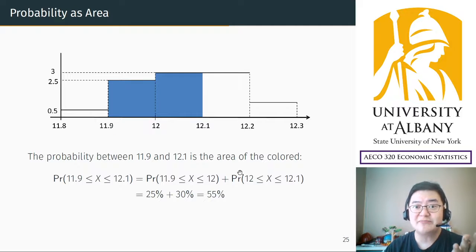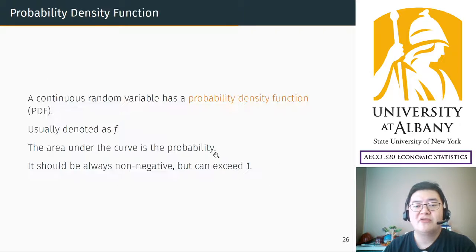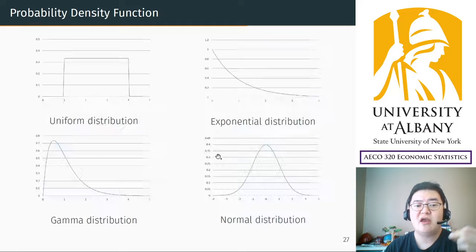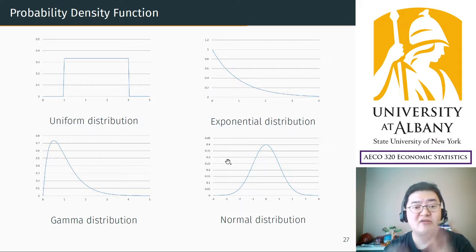This is just a simple example that allows you to calculate the area using rectangles. But of course, in practice, probability density is more smooth, and different distributions have different probability density. So I'm giving you 4 examples. It is a uniform distribution. Uniform distribution has a rectangle shape, which is good.